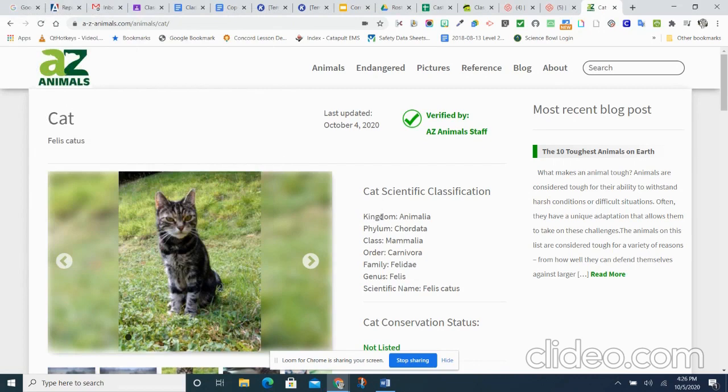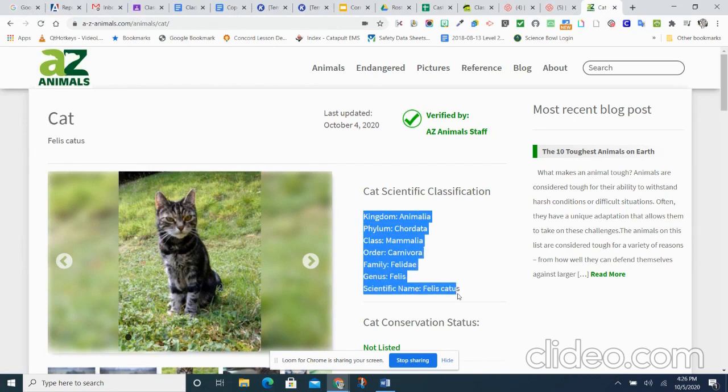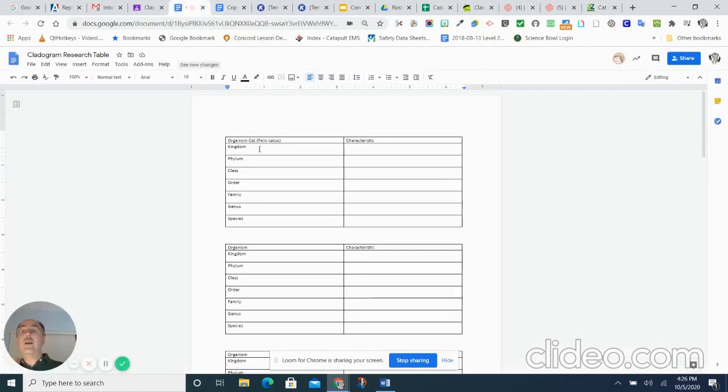Now notice it has 7 words here. Kingdom Animalia, phylum Chordata, class Mammalia, okay? And those 7 words are all in here. So I can just write it down. I just know the words. Kingdom Animalia, phylum Chordata, class Mammalia, order Carnivora, family Felidae, genus Felis, species Catus. Notice Felis catus, that is my scientific name.